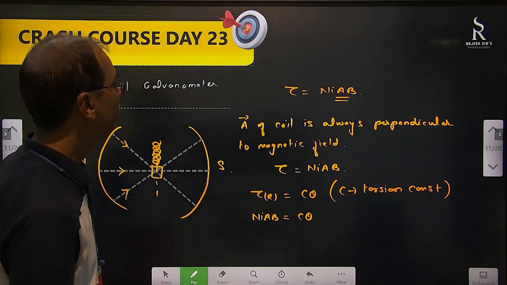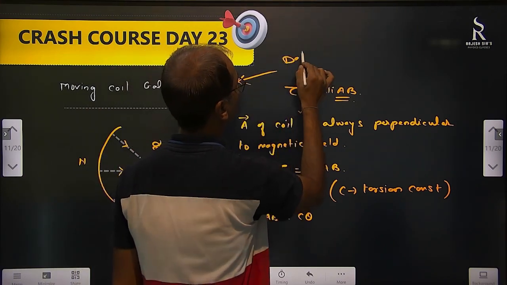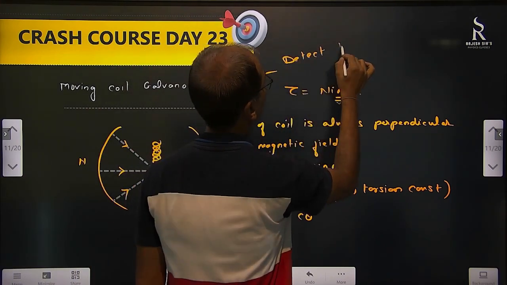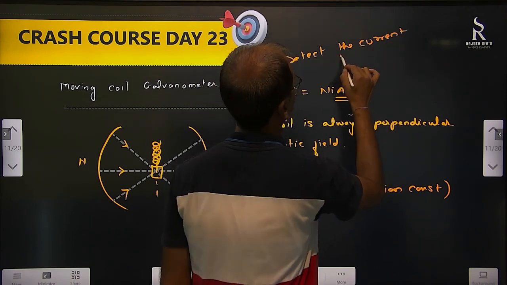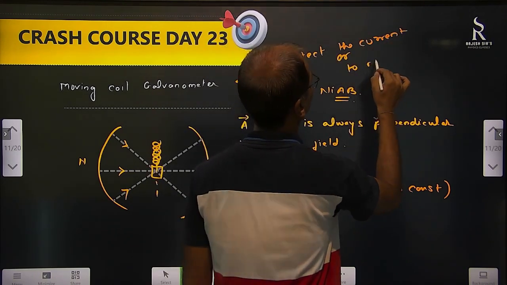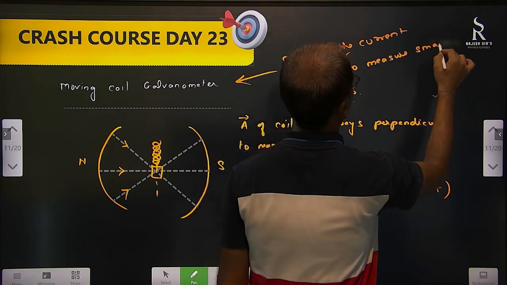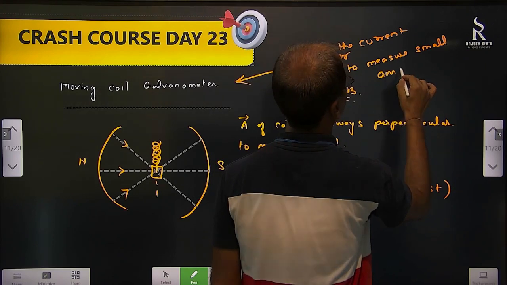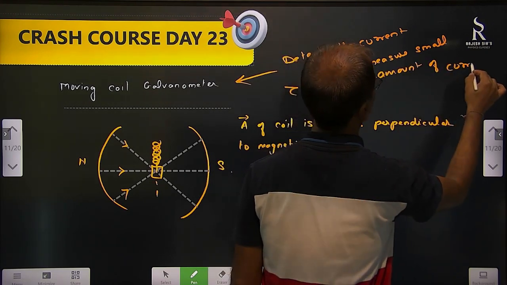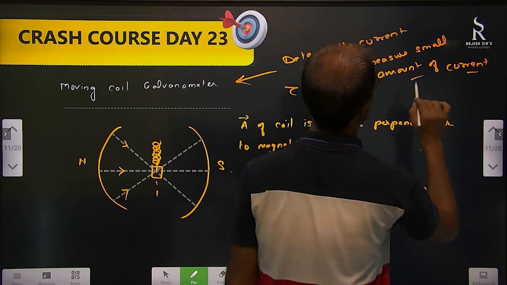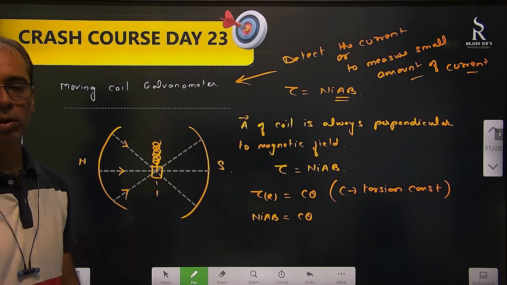Okay, and what is a galvanometer basically used for? It's used to detect the current, or to measure a small amount of current. Okay, it cannot measure a large amount of current. Why? I will tell you that. But at the moment, it is to detect the current and to measure a small amount of current.